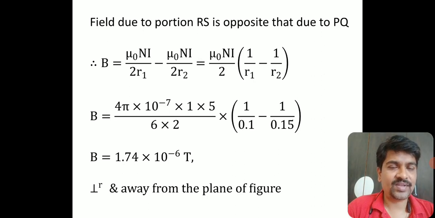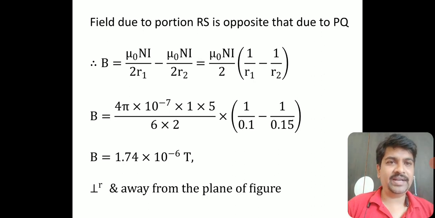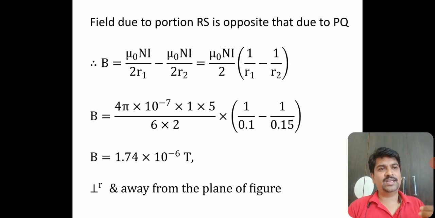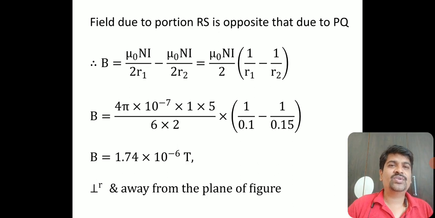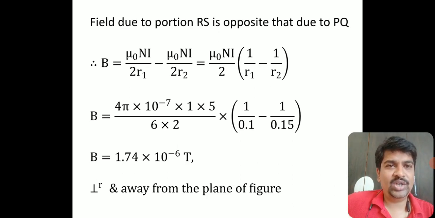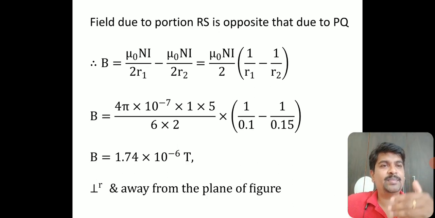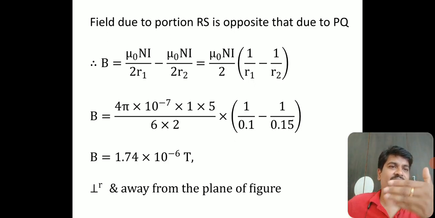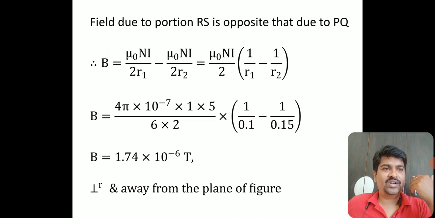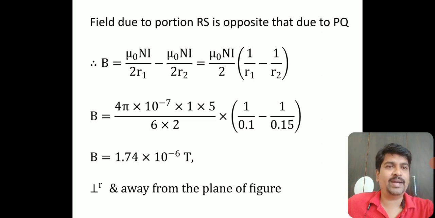So we got the magnitude of the magnetic field, but one more thing has been asked, which is the direction of the magnetic field. The direction of the magnetic field is perpendicular to the plane of the figure and is away from it, not moving towards the figure. So this is the direction of the magnetic field, and we have completed the fourth problem.